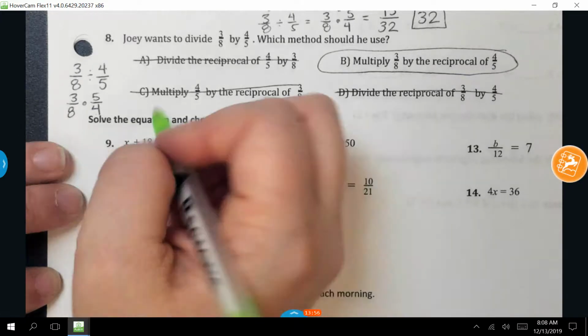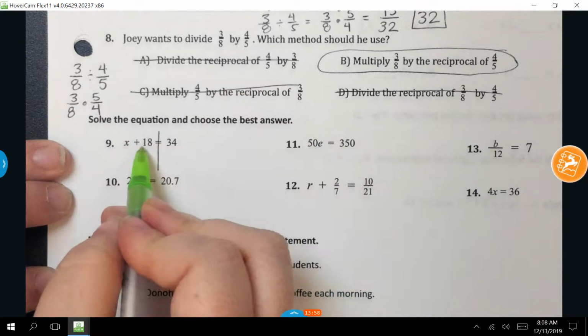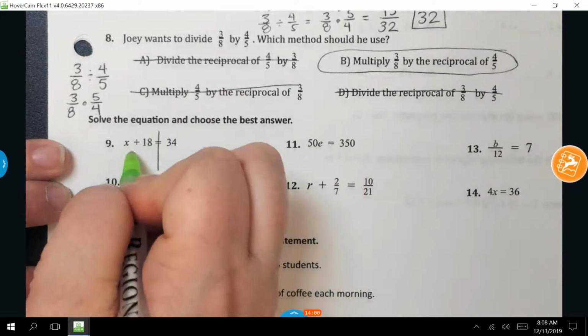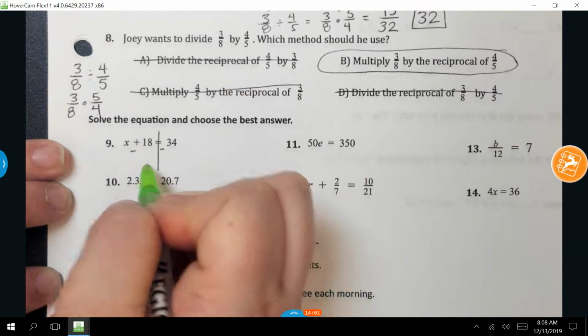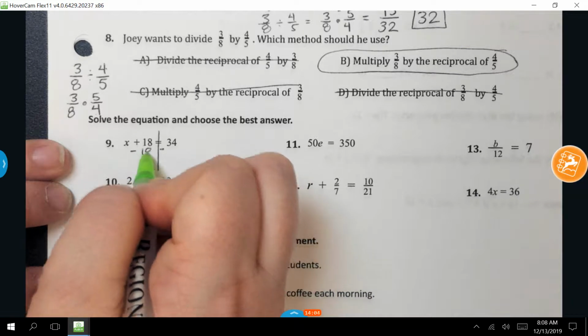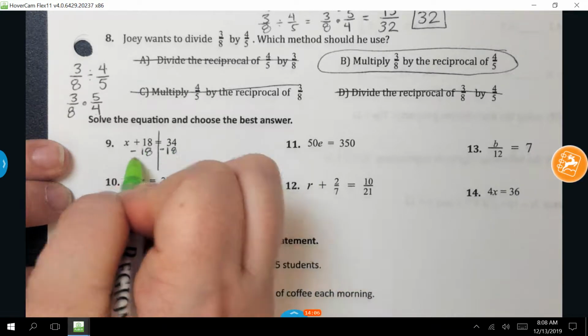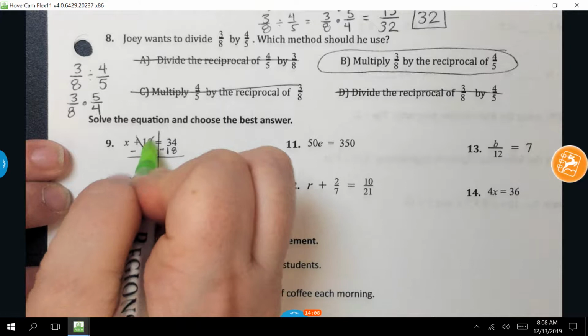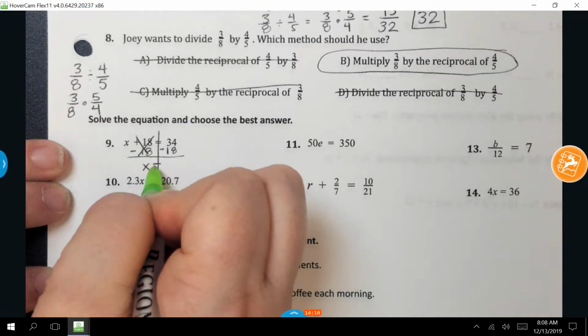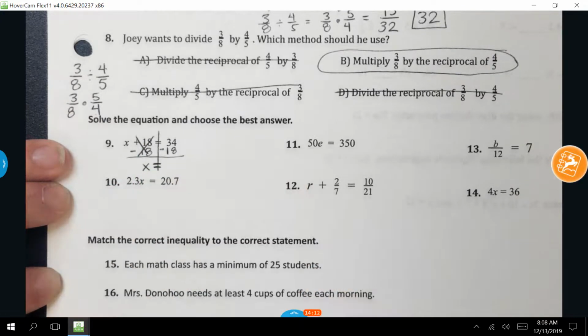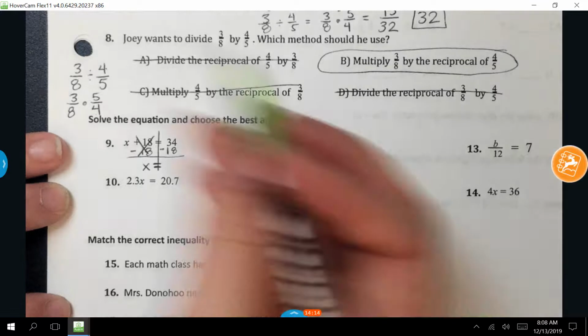Do the opposite. So we're going to draw our line. The opposite of adding is subtraction. And what number am I subtracting? 18, because it's next to the x. So here, those go away, leaving me with x equals. Make sure you have your equal sign on your test. Some of us lost points.